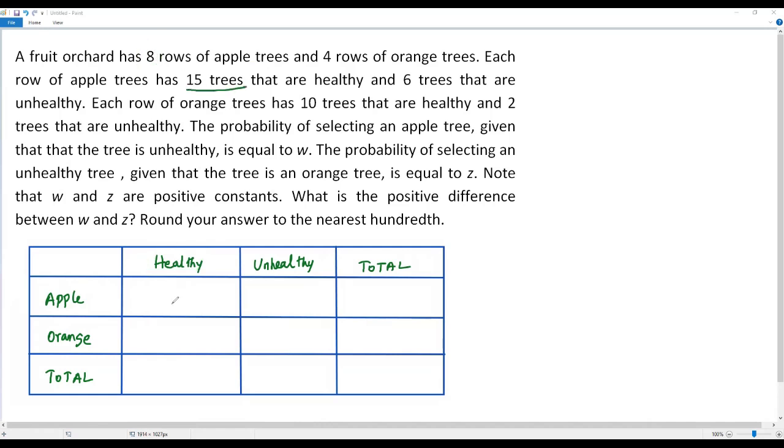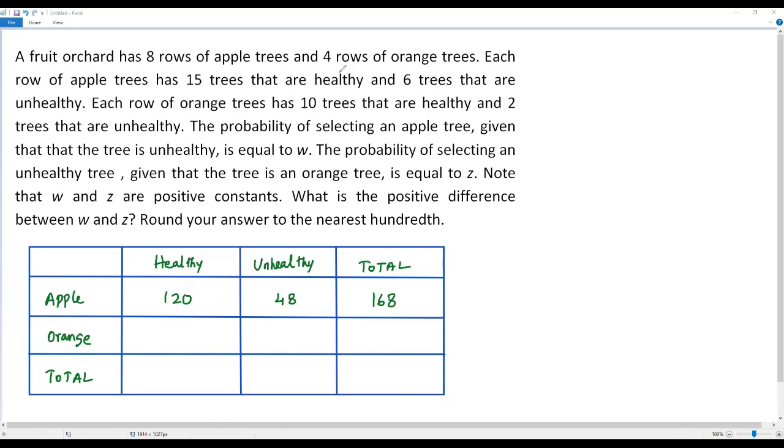15 times 8 is 120. There are 120 healthy apple trees. Now to find the number of unhealthy apple trees, we have to multiply the number of unhealthy trees in each row by the number of rows. 6 times 8 is 48. There are 48 unhealthy apple trees. Now to get the total number of apple trees, we have to add 120 and 48. Then I'm getting 168. That is, there are 168 apple trees in all.